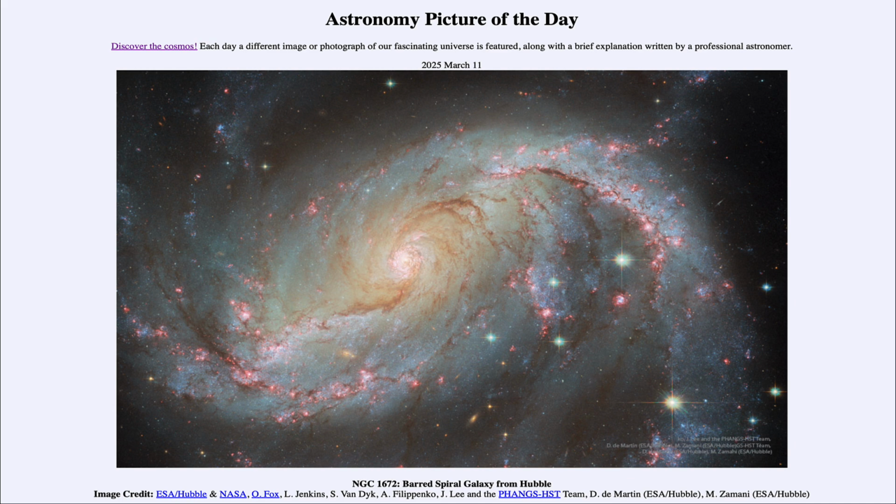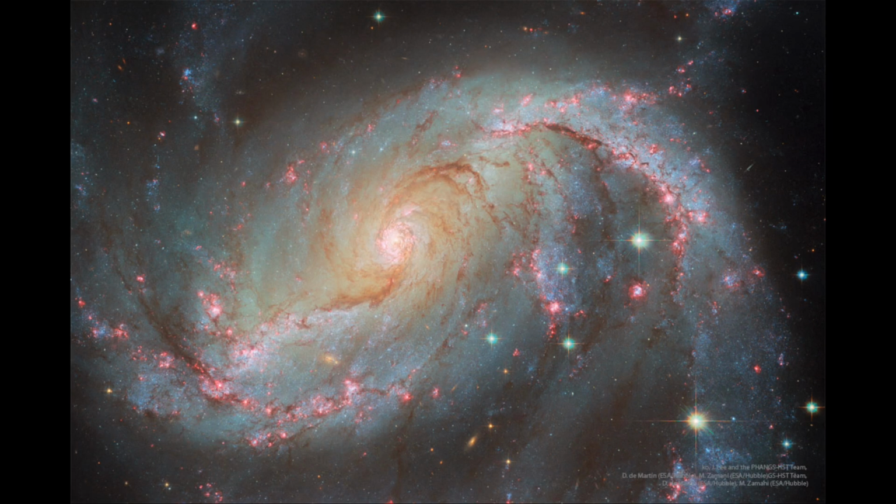Today's picture for March 11th of 2025 is titled NGC 1672 Barred Spiral Galaxy from Hubble. So what do we see here? Well, here we see an example of what is known as a barred spiral galaxy. And those differentiate themselves from normal spiral galaxies by having a bar through their center.